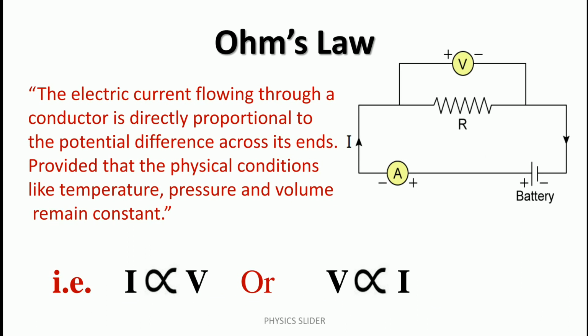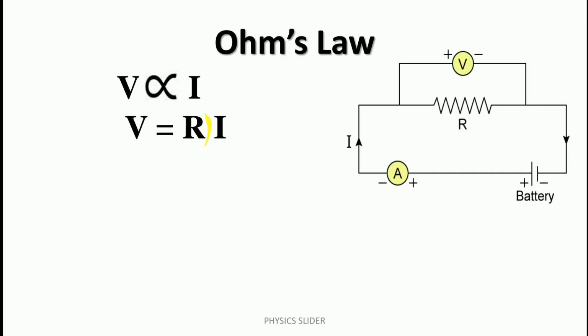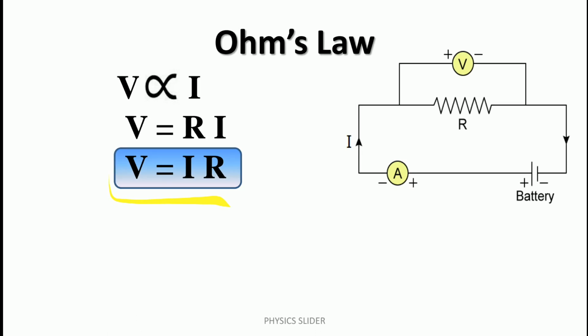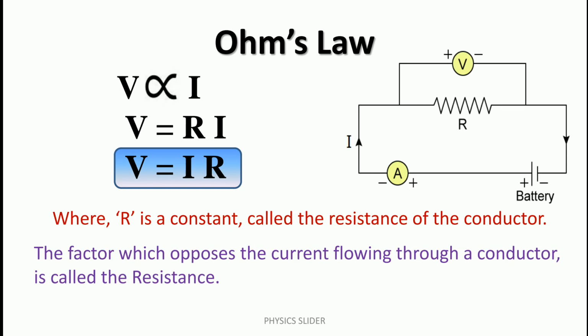So this V proportional I we will take here, and here is a sign of proportionality. Whenever we remove the sign of proportionality, we take a constant, and here the constant is R. We can write it like V is equal to IR, which is the expression for Ohm's law. So this R is a constant called the resistance of the conductor. Let's define the resistance of the conductor. The factor which opposes the current flowing through a conductor is called the resistance.